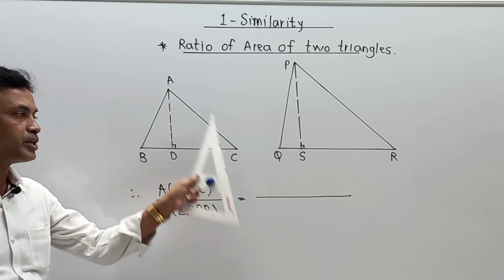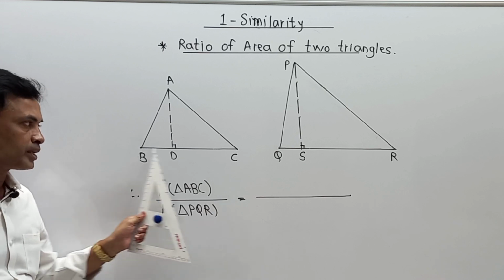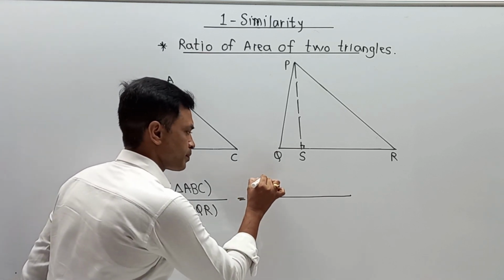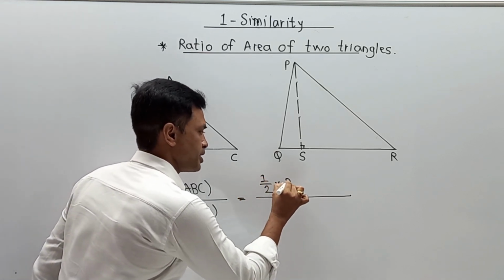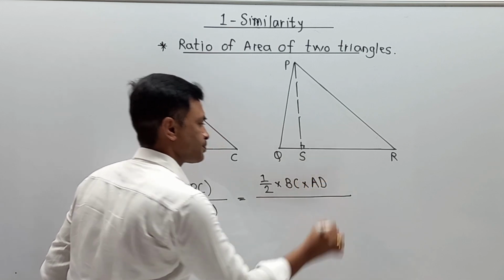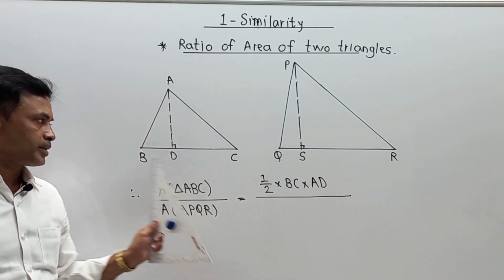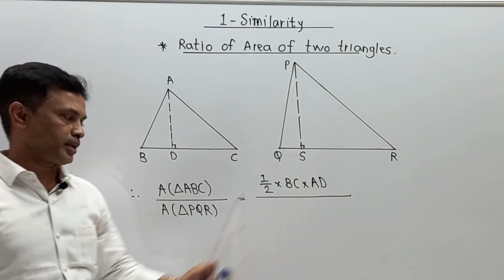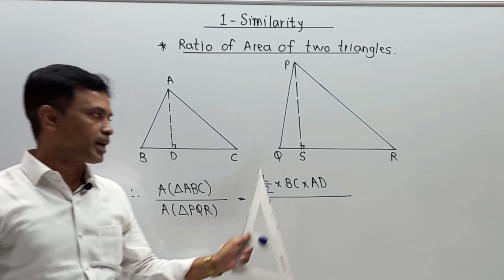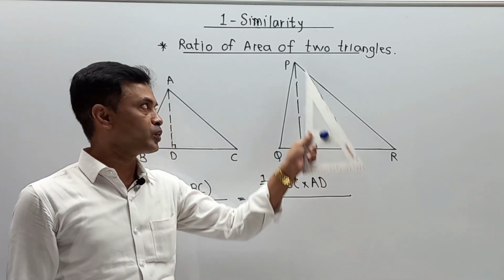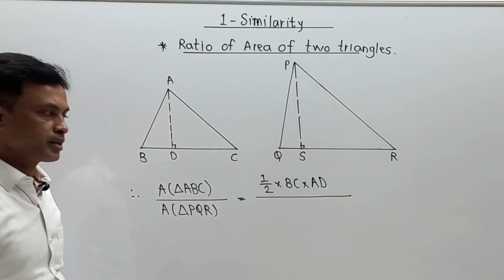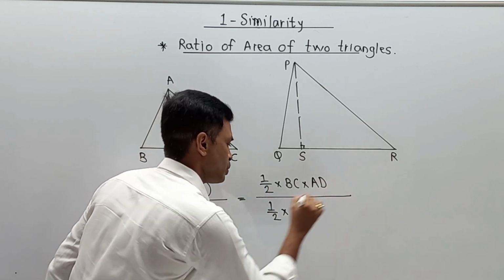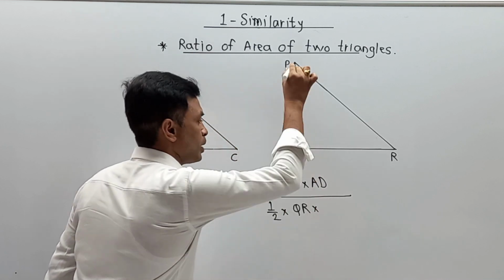Area of triangle ABC is simply half into base, that is BC, into height, that is AD. So I am writing the first part: half into base BC into height AD, upon area of triangle PQR, that is nothing but half into base QR into height PS.